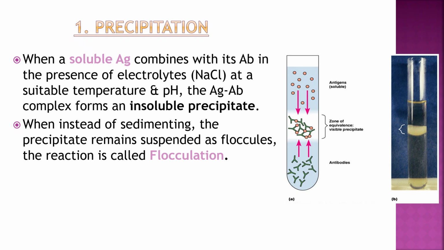So what is precipitation? When a soluble antigen combines with its antibody in the presence of electrolytes, sodium chloride, at a suitable temperature and pH, the antigen-antibody complex forms an insoluble precipitate. So it is called precipitation. And when, instead of sedimenting, the precipitate remains suspended as floccules, the reaction is called flocculation.